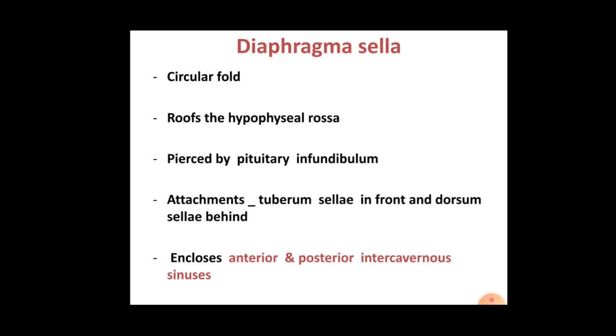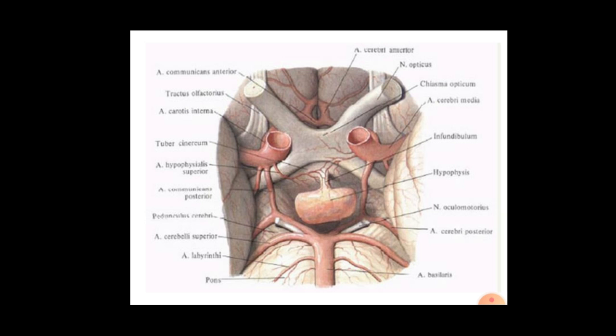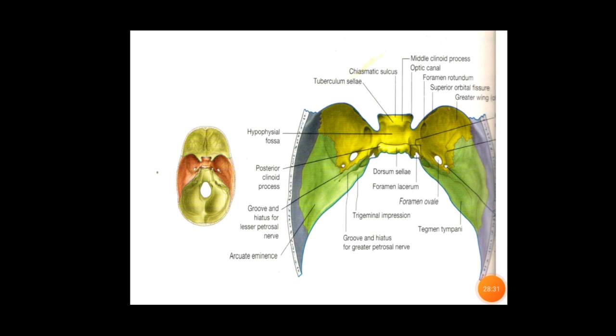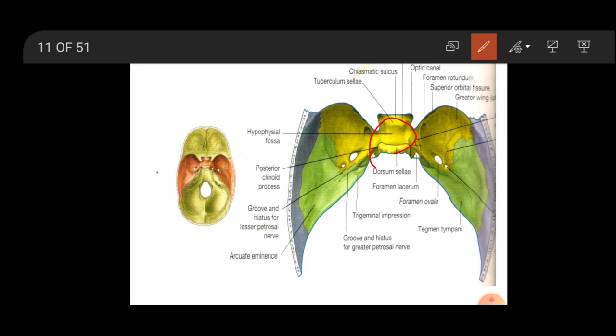Yes, so I hope you remember the middle cranial fossa where you saw the sella turcica. You have a depression in the middle, the hypophyseal fossa, where the pituitary is lodged. You have an elevation, the tuberculum sellae, in the front and the dorsum sellae behind. So this is the sella turcica in the midline, and this is the hypophyseal fossa where the pituitary is lodged. Anteriorly you have the tuberculum sellae, and posteriorly the dorsum sellae.